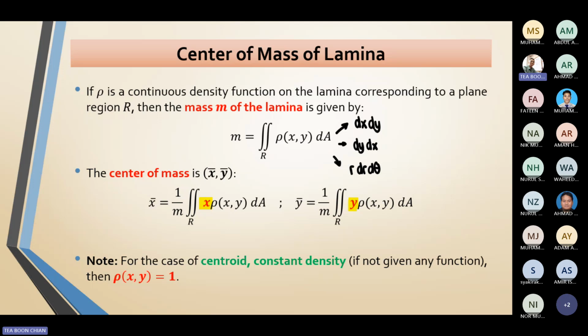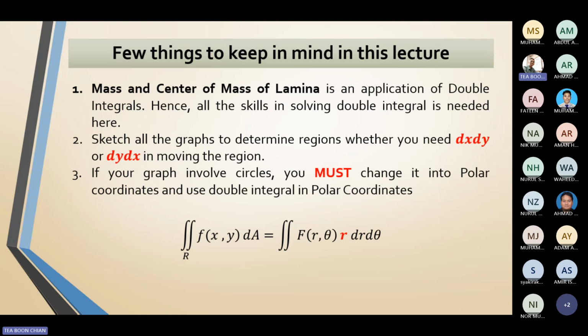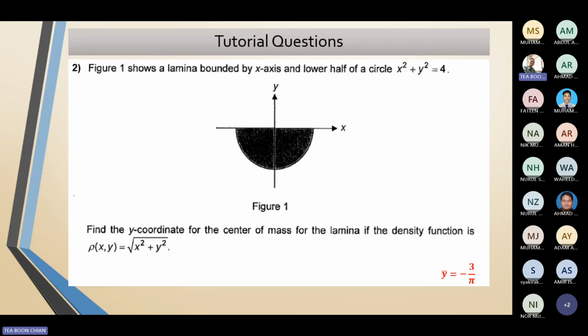Now, if you understand the formula and have recorded them, then we can move into some things to keep in mind. Again, dy dx, dx dy, how to move across the graph, left to right, lower to upper; in a circle, r dr d theta, polar coordinates. All right, this is a tutorial question from the slide.